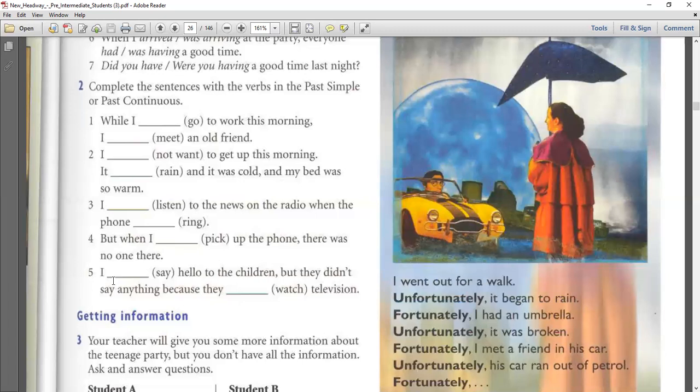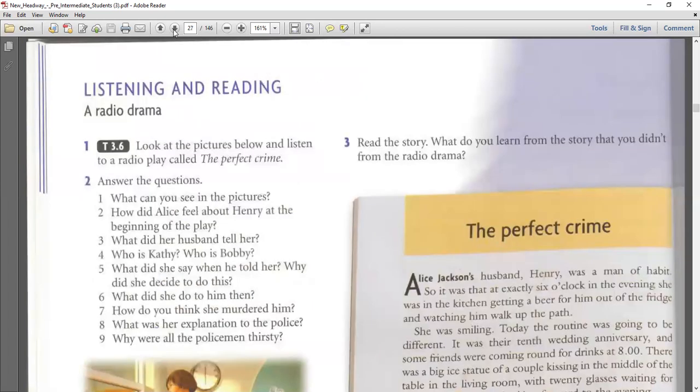5. I said hello to the children, but they didn't say anything because they were watching television. In this, we use past simple, and in this gap, we use past continuous. Okay. So this is for the difference or the distinction between past simple and past continuous.